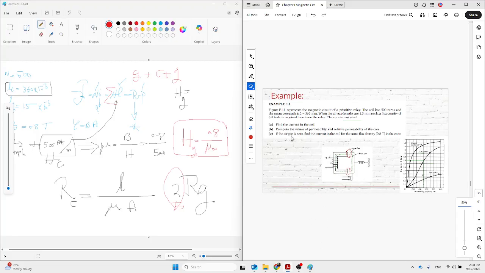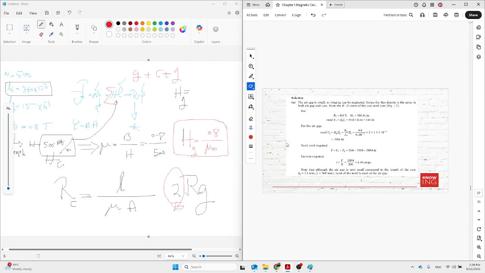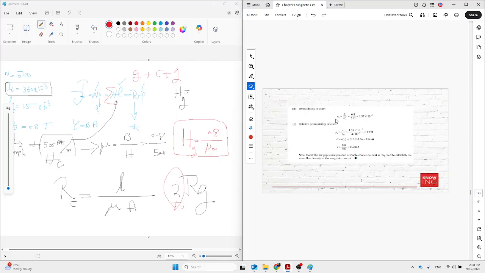The next part asks you to compute the values of permeability and relative permeability. It is the same as something I mentioned before. These two values, 0.8 over 510 here, this is the permeability. The relative permeability is mu over mu zero. If you divide these two values, it becomes 150. Done. Finish.